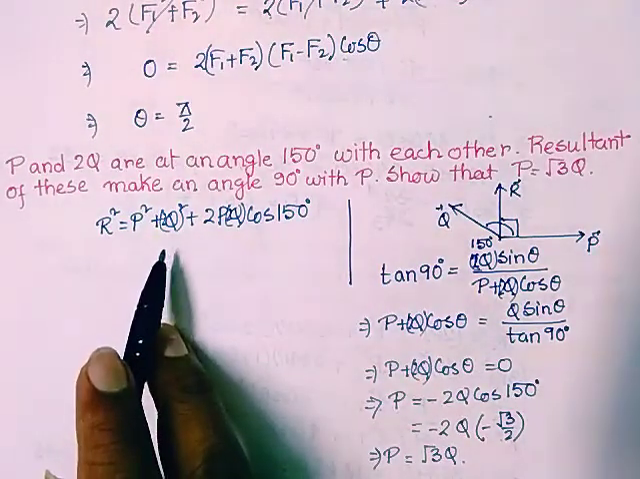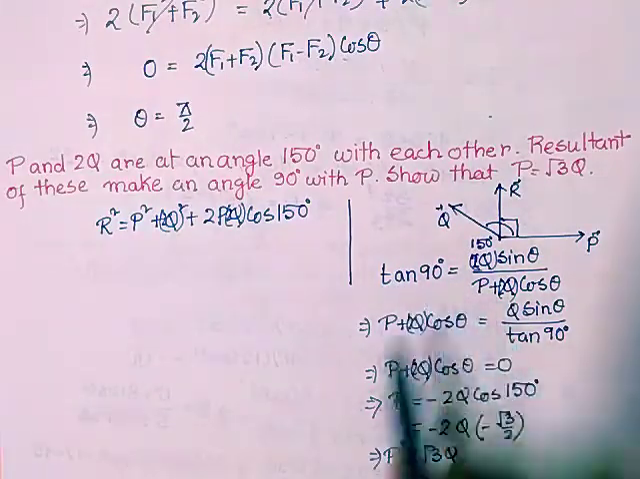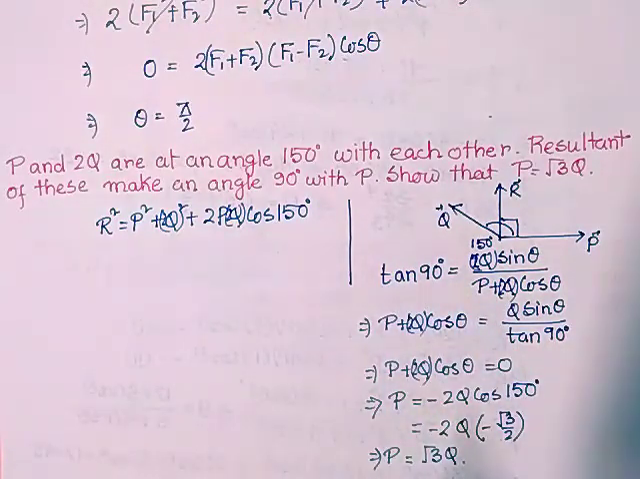So we don't need these relations. We can solve this from the relations of the angles, that is tan 90 degree equal to 2Q sin theta divided by P plus 2Q cos theta.